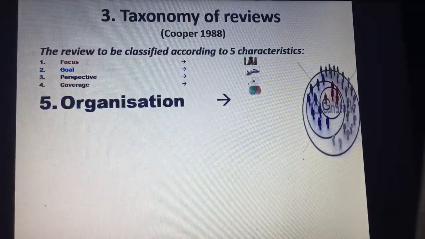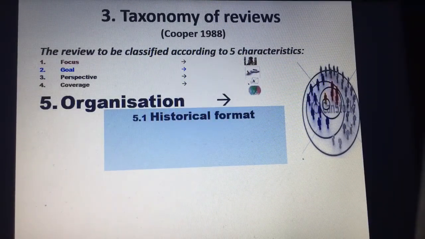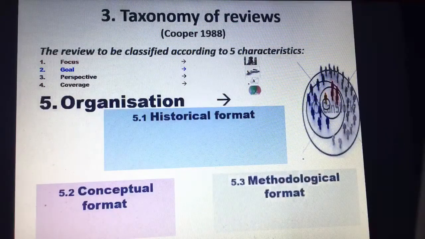We'll move on to the next one, which is organization. Now, some students ask me this question and say, how do we organize our literature review? On what basis? And in what format? There are three types of formats related to organizing your literature review. The first one is the historical format, then the conceptual format, and then the methodological format.